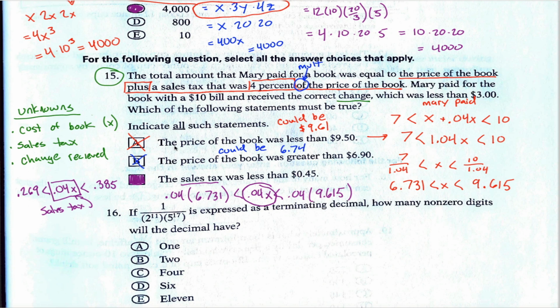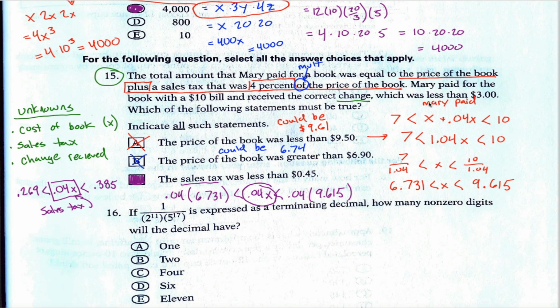Hopefully when you look at these choices here, you saw that the price of the book is what you really want to know about, and that would be your big hint that this should be your unknown. So maybe it's not worth your time for me to show you how you could solve the problem if you had chosen sales tax or the change received to be your unknown, because it gets pretty messy. But I do want to make one more point.